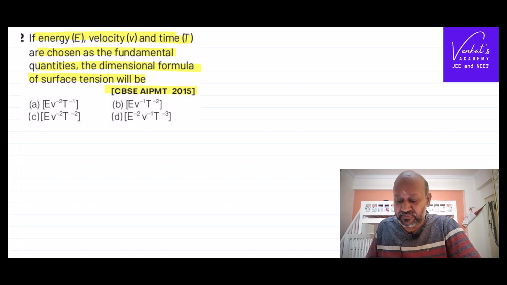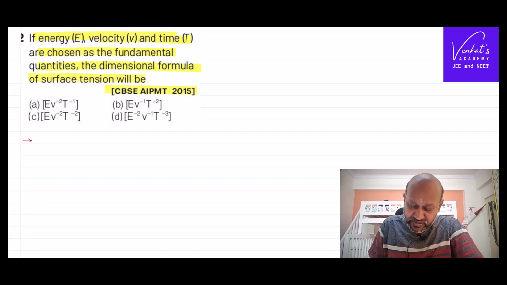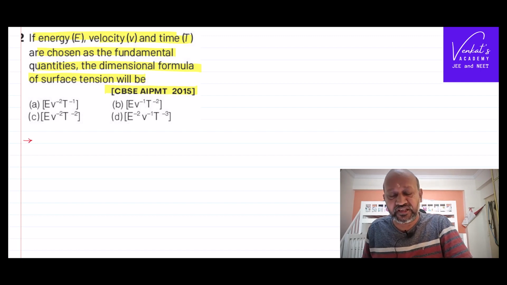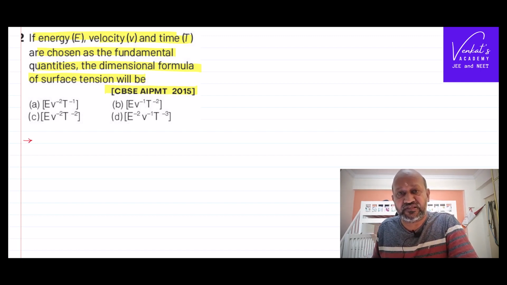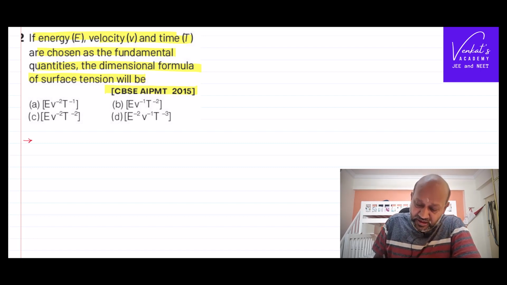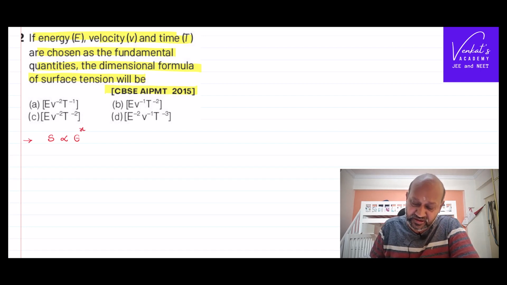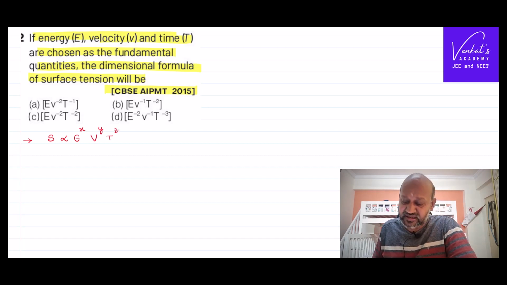It depends on a concept called the principle of homogeneity in units and dimensions, which tells you that the dimensions of fundamental quantities in any physical equation on both left hand side and right hand side are the same. Having said that, it is given that surface tension, I'm calling it S, depends on energy, by how much dimensions I don't know. So I'm calling it energy power of unknown dimension X, velocity power of unknown dimension Y, time power of unknown dimension Z. So he's asking us to find the values of X, Y and Z.